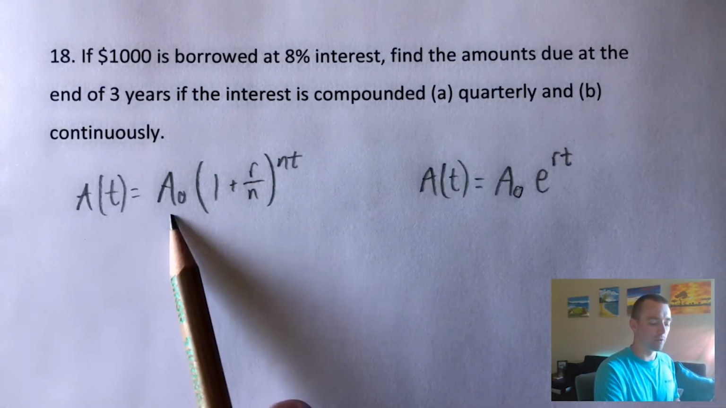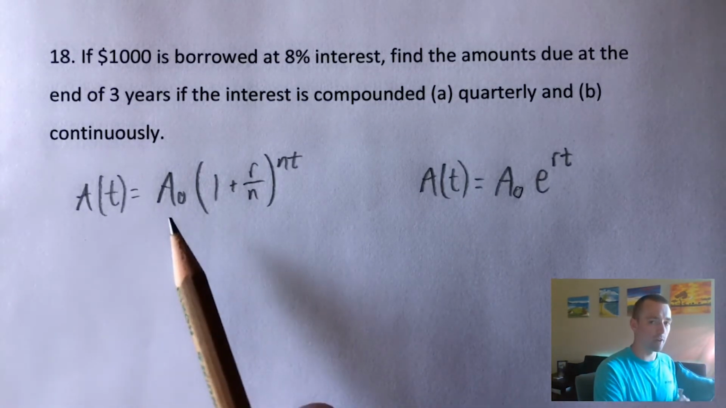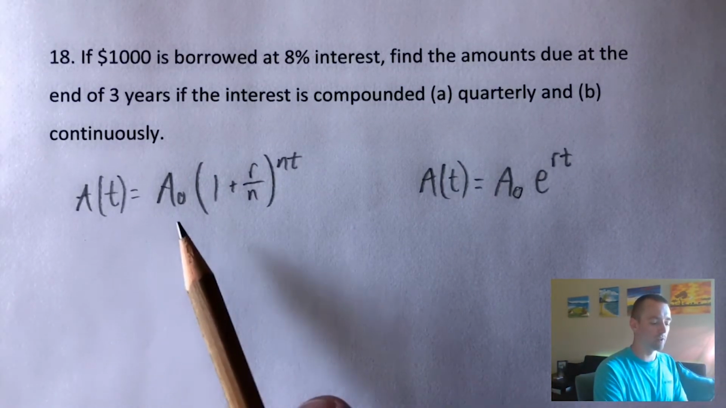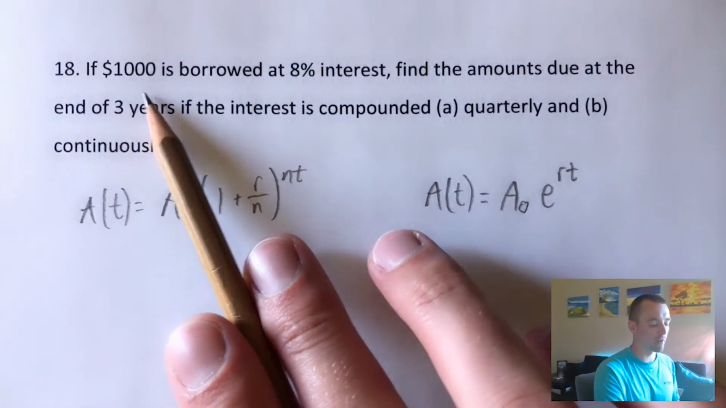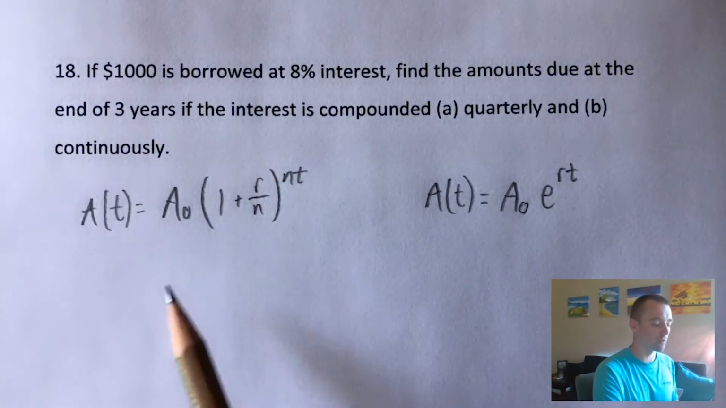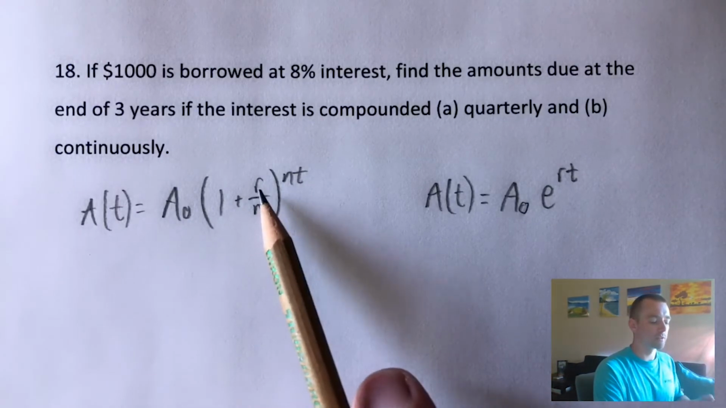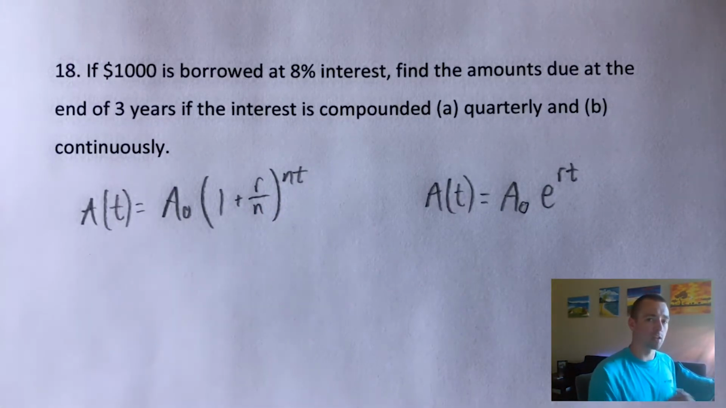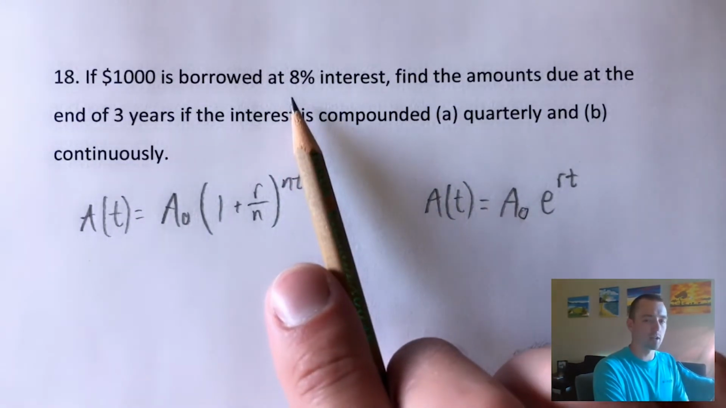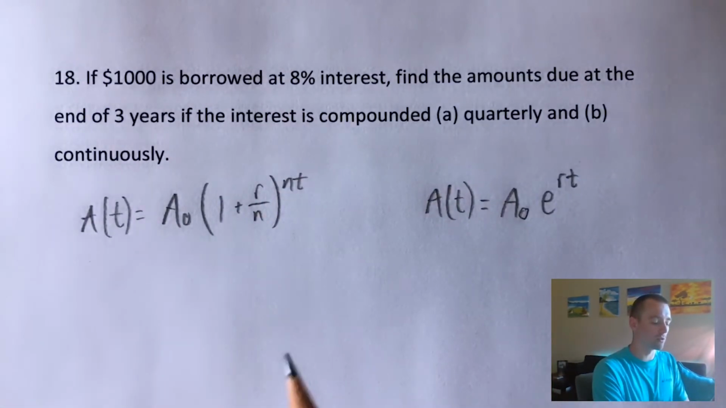Our A sub 0 is just the initial value of the loan or the initial value of the investment. In this case, we're borrowing $1,000, so our A sub 0 is going to be 1,000. The R is going to be the interest rate. Keep in mind, this is not going to be as a percentage, it's going to be as a decimal. So we're going to have to take the 8% interest that we're given and convert it into a decimal.